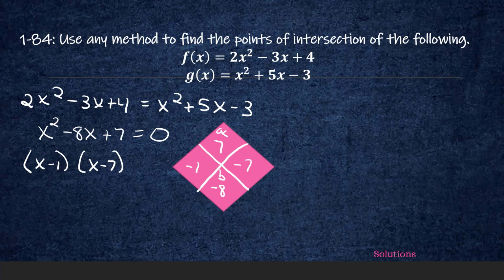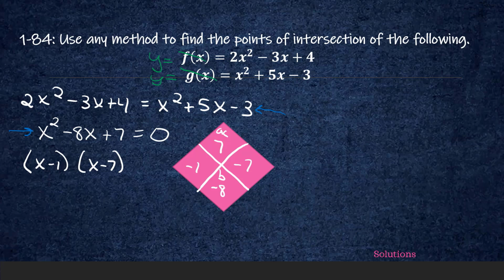All right, this is 1-84 and it says use any method to find the points of intersection of the following two functions. What I tend to do on ones like this is cross out the f of x and put y equals. Then if they both equal y, they equal each other. That's what you see here: I've taken those equations and set them equal to each other. I have subtracted x squared and subtracted 5x and added 3, which gives me this function here.